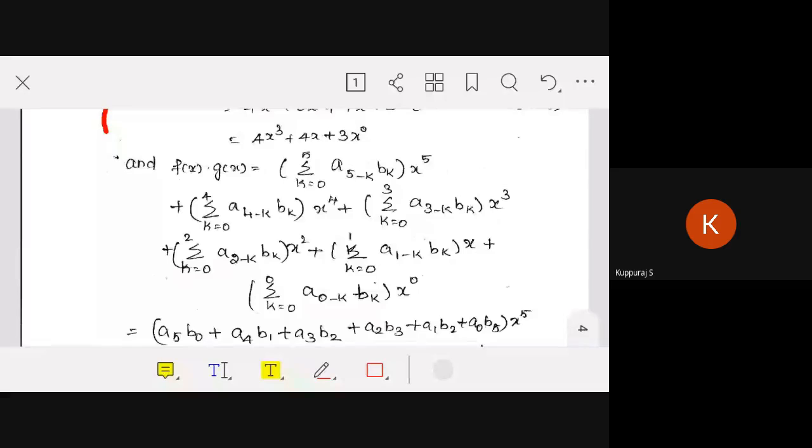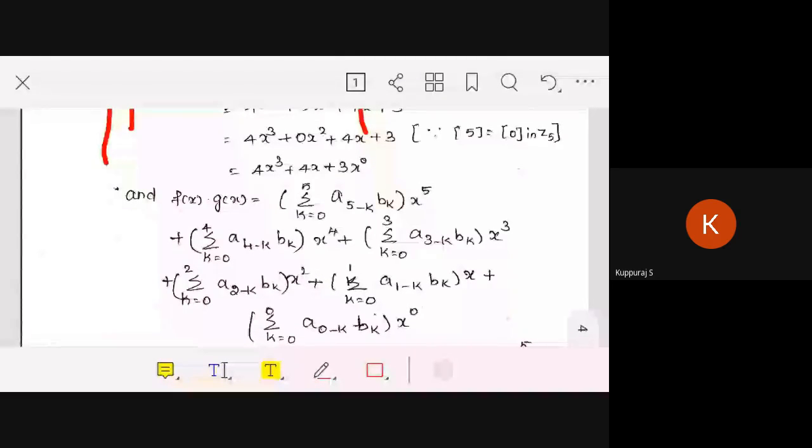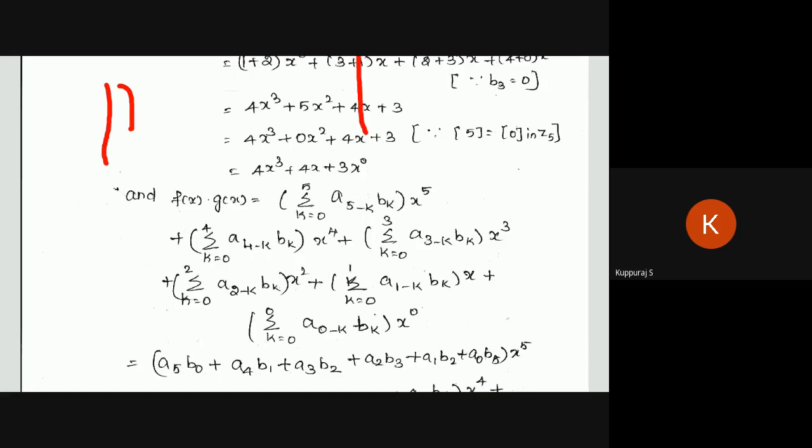First I am taking the coefficient of x power 5. So k equal to 0 to 5, a of t minus k, that is 5 minus k, into b_k, x power 5. Here I am going to find the coefficient of x power 5, that's why I am putting 5. Next I need the coefficient of x power 4. So I write the formula this way: k equal to 0 to 4, a of 4 minus k, b_k, x power 4. Similarly for x cubed, x squared, x, and the constant.